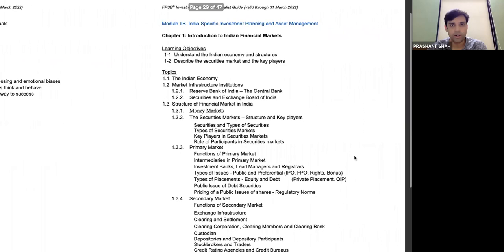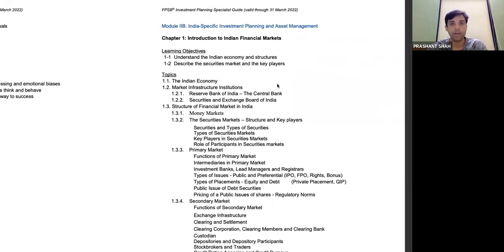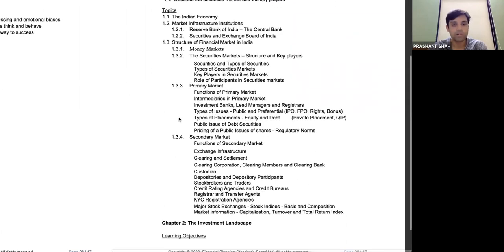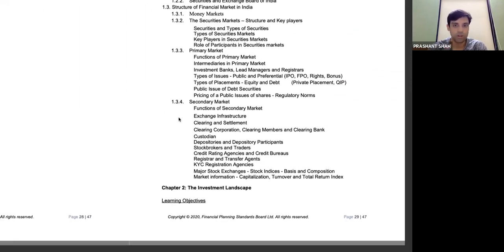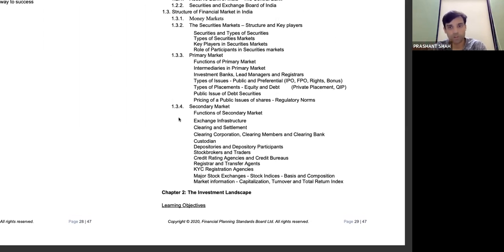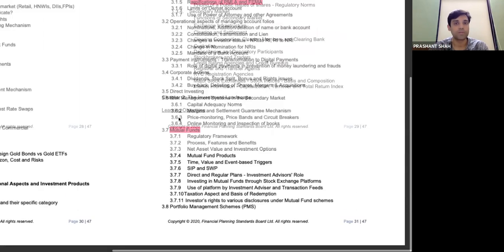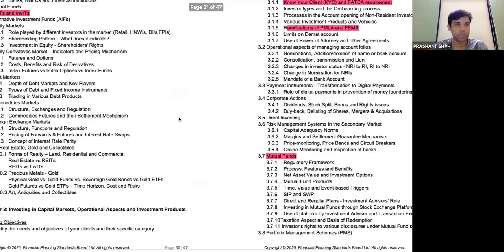Now, almost identical things are there in Indian investment planning. So you'll have some introduction to primary market, secondary market, third market, fourth market. So just go through it quickly. These are mostly based on GK. What is IPO? What is FPO? What is rights issue? What is bonus issue? Right. So these are some of the GK-based topics.